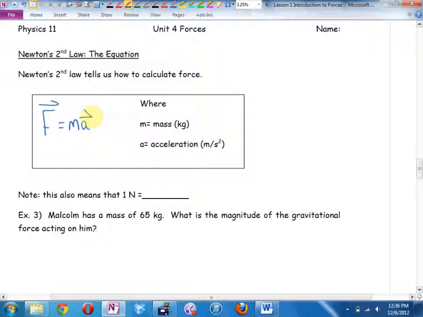But since newtons is force and force is mass times acceleration, I think that means that a newton is a kilogram meter per second squared. It's a mass acceleration, is it not? And it was called that for a long time, till about 100 years ago, when they said, hey, let's give this unit a name, a newton.